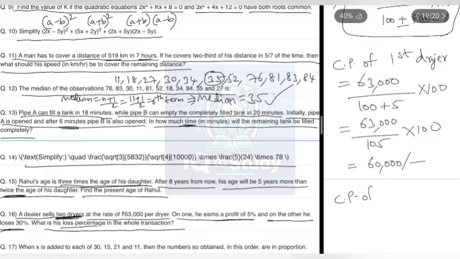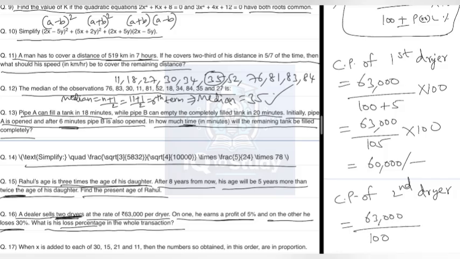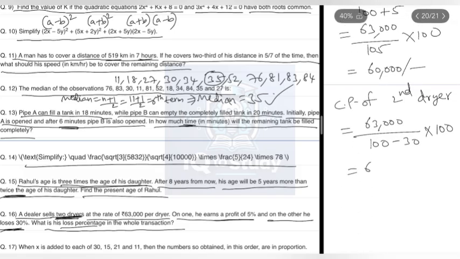Similarly, cost price of second dryer is 63,000 divided by 100 minus 30 into 100, because in the other one he loses 30%, so we take 100 minus 30, which is equal to 63,000 divided by 70 into 100, that is 90,000 rupees.